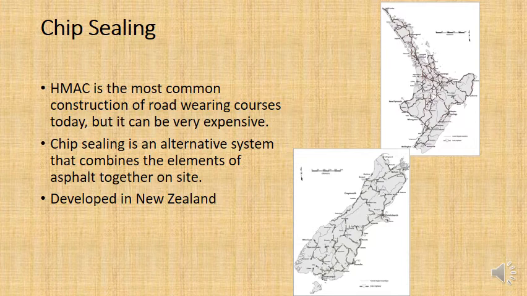But I want to tell you that the big disadvantage with HMAC is it's very expensive. And so this is a problem, particularly with a developing country like Kurdistan, but all countries actually. They don't want to spend too much money on their roads if they don't have to.